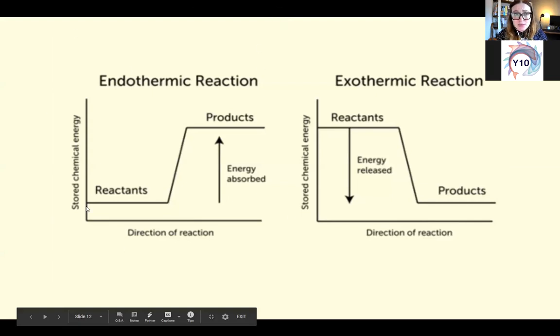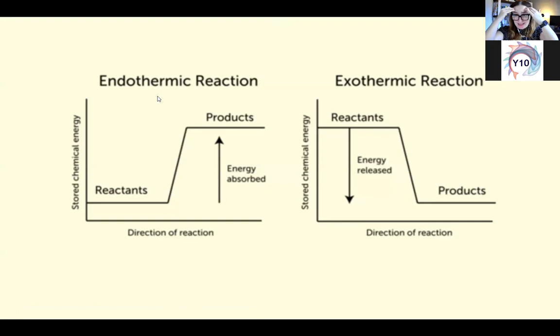So endothermic reactions, first of all, in your head, endothermic, it cools down, temperature decreases. Why? Well, that's because in an endothermic reaction, the reactants are at a lower energy level than the products. This means they need to absorb energy from the surroundings in order for the reaction to progress. When you absorb energy from the surroundings, the temperature of the surroundings is going to decrease, and therefore the reaction is going to cool down, okay? So that is an endothermic reaction.